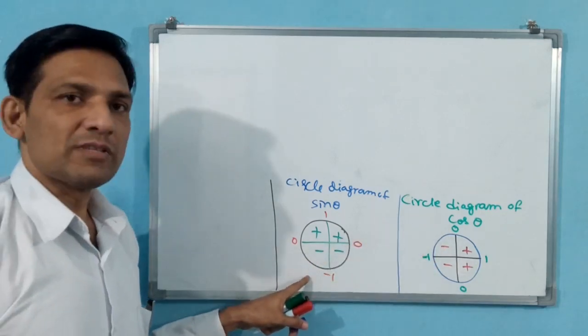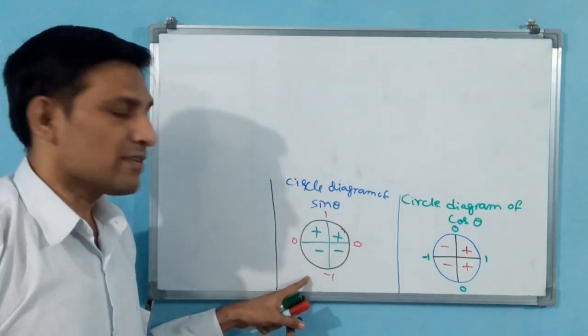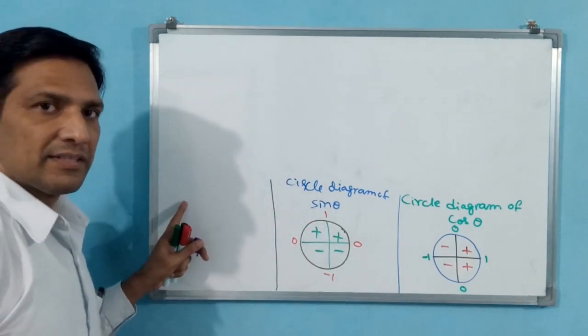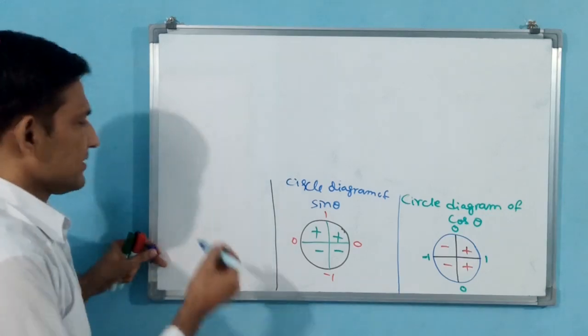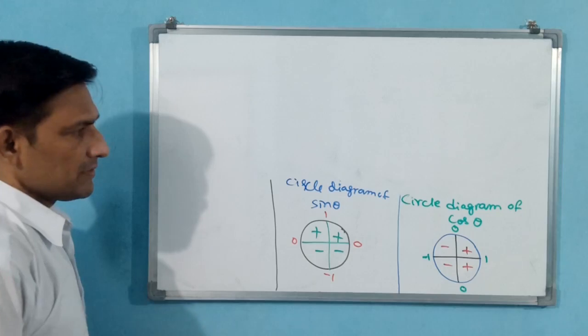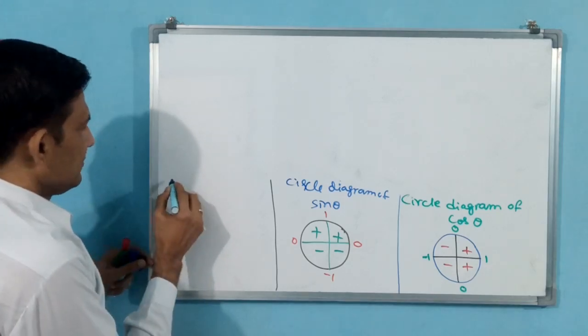But I have not removed this. Why? Because we require this again for cosecant theta. That is why let it be here only. But I am drawing here the circle diagram of secant theta. Write down again: circle diagram of secant theta.